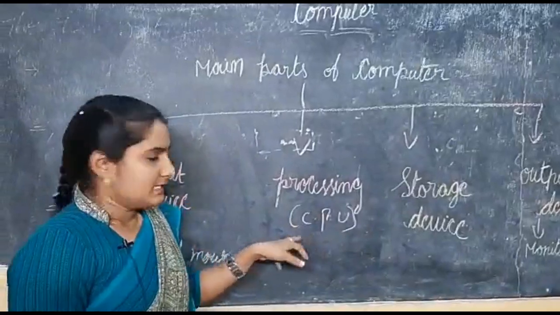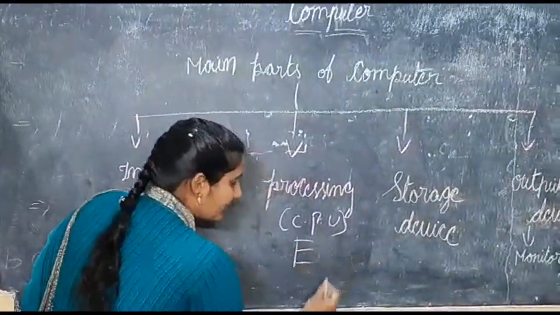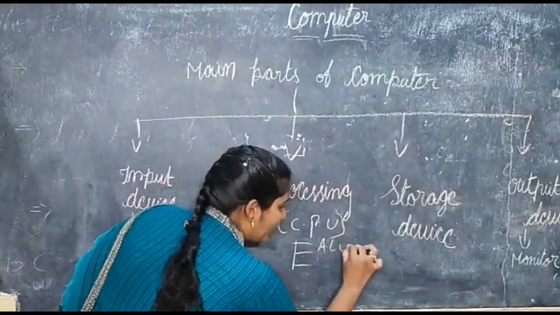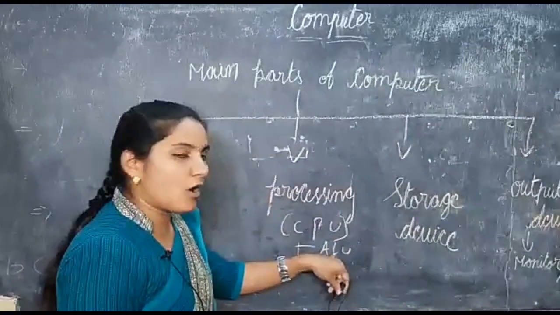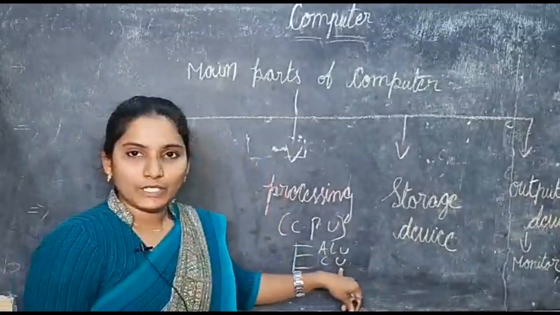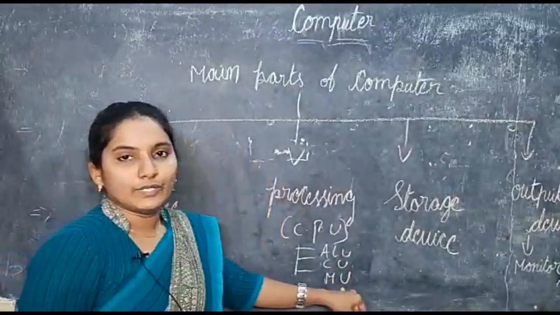the CPU. Okay, CPU. In this CPU, 3 types are there. Basically, it performs 3 types. That is ALU. ALU means arithmetic logical unit. CU. CU means control unit. Next, MU. MU means memory unit.